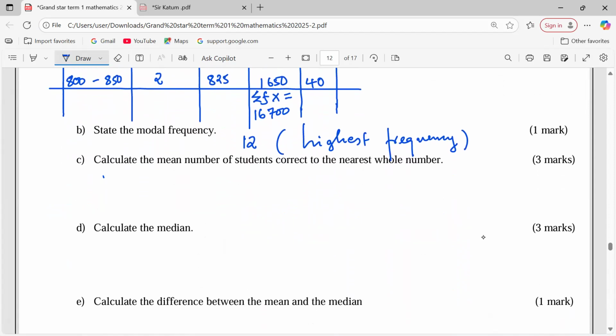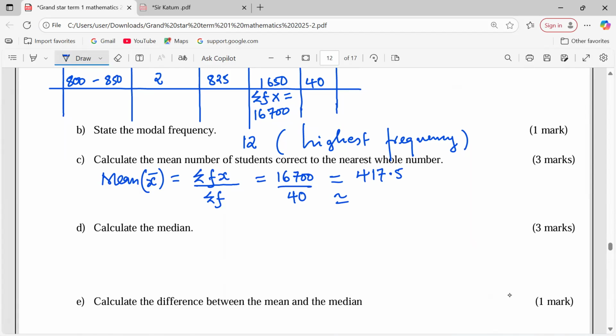So now we'll say mean. Mean is usually found by summation of fx divided by summation of f. 16,700 out of 40. So when I take 16,700 and divide by 40, I'm getting 417.5, but we've been advised to give the nearest whole number. So this becomes 418.